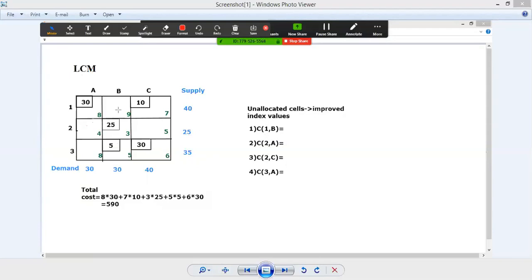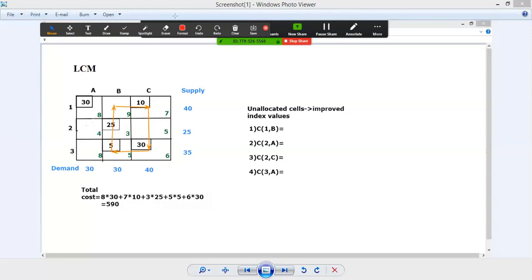So we need to compute the net cost values for these unoccupied cells. Let us consider the first cell. This is the first unoccupied cell. To compute a cost, we have to form a loop. Let us start forming a loop. Start from this empty cell, reach towards the allocated cell. Stop there. Again start the journey, reach towards the allocated cell. Stop there. Again start the journey, reach towards the allocated cell. Now come back to the same original empty cell.